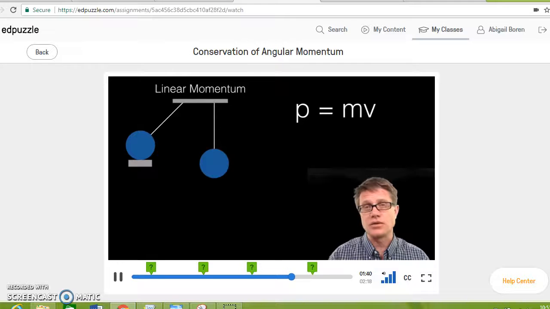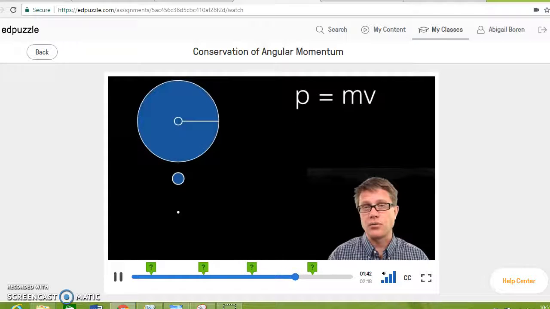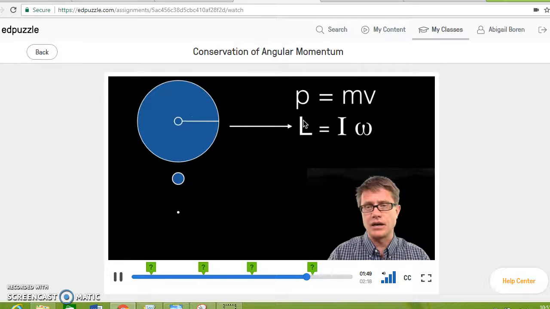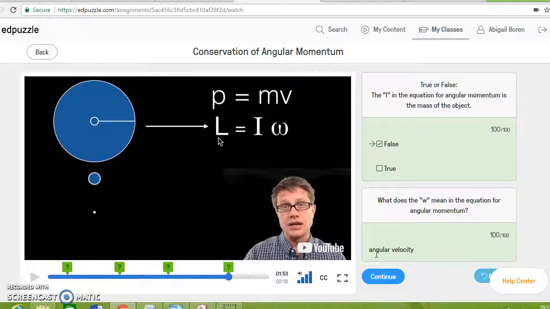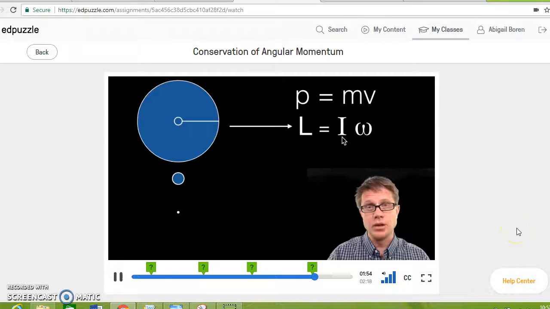But we have analogs when we're talking about angular momentum. So if we've got a rotating disk like this, how do we calculate its angular momentum? Well, our equation is L equals I times omega. All right, so making sure we're paying attention and we're thinking critically. So the I in the equation for angular momentum is the mass of the object, which is false. It should be the moment of inertia. And then the omega should be angular velocity. Yay. Angular momentum equals the moment of inertia times the angular velocity.